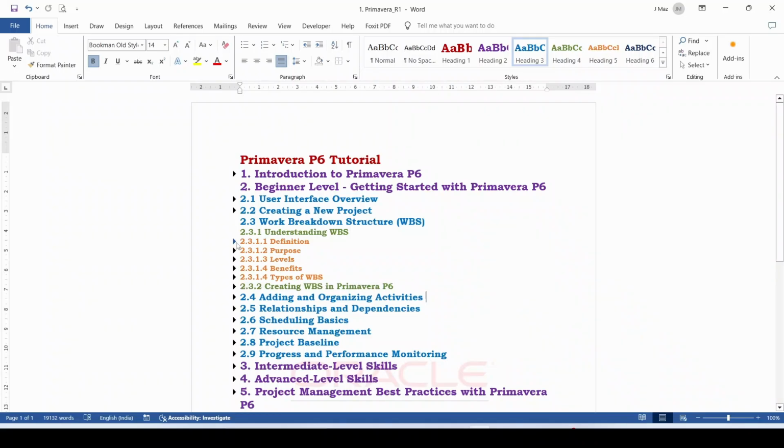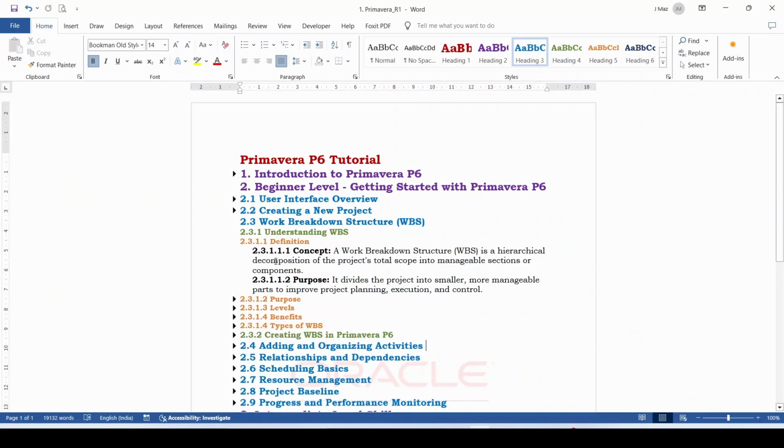First, definition. So, again, what is WBS? A work breakdown structure, that is WBS, is a hierarchical decomposition of the project's total scope into manageable sections or components. What is the purpose of creating a WBS within a project? The WBS divides the project into smaller, more manageable parts to improve project planning, execution, and control.